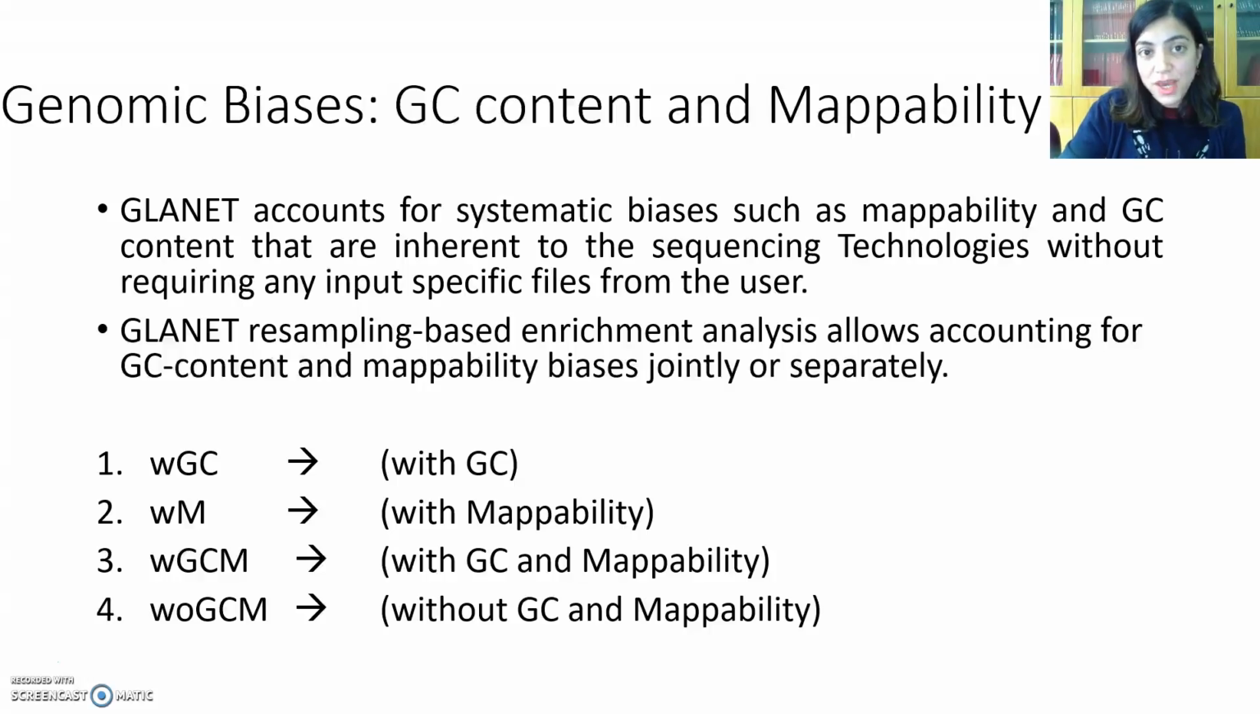We adjust for genomic biases because the intervals that are derived from next generation sequencing experiments, because of these biases, constrain the regions that can contribute to interval generation. And that's why we account for GC content and mappability with these 4 options, and we match GC content and mappability biases jointly or separately. And we do not require any input-specific file from the user.